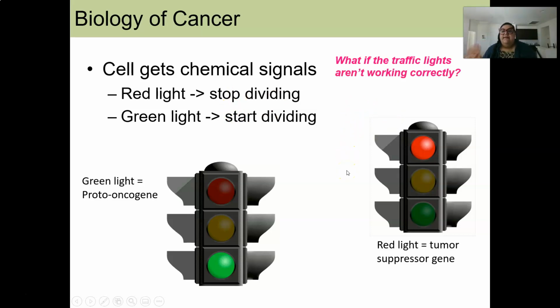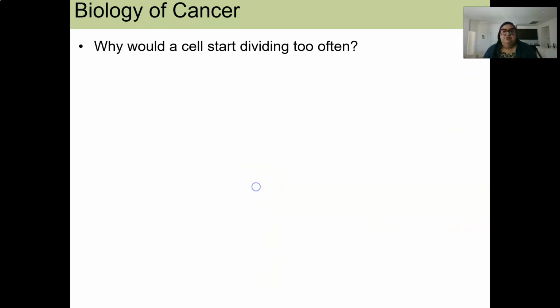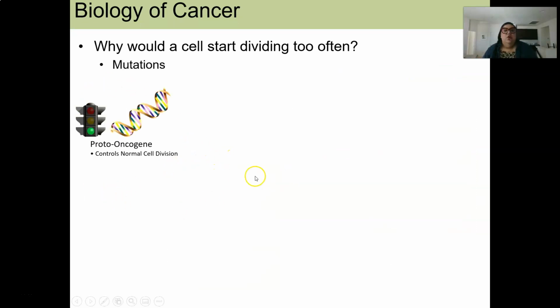And what does that look like? So what if the traffic signals aren't working correctly? So what if those genes are the ones that are damaged by either heredity or environmental factors? So normally proto-oncogenes control normal cell division. It says, okay, it's time to grow. Go ahead and divide.